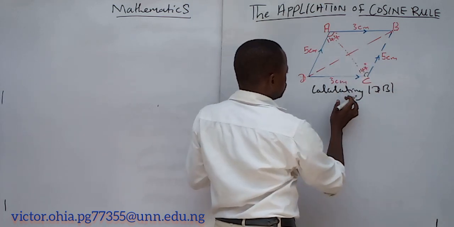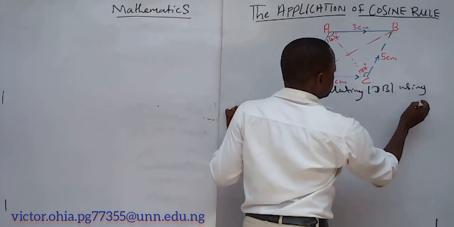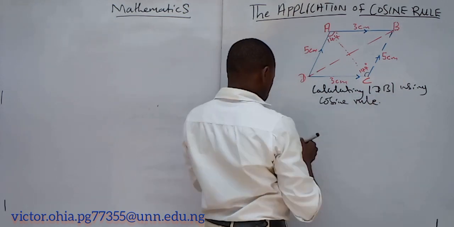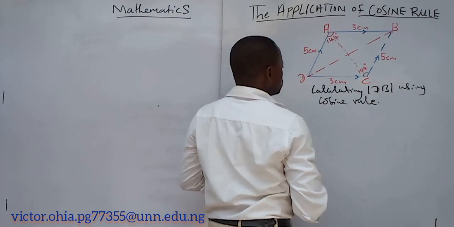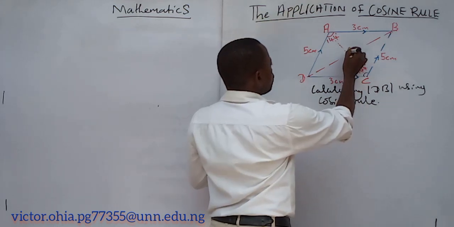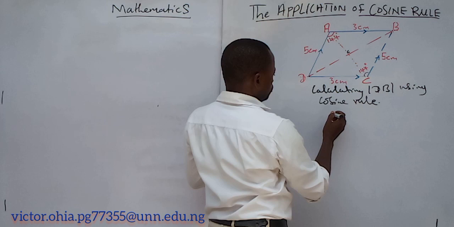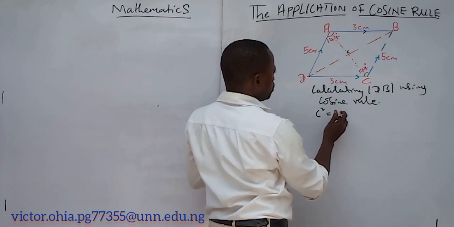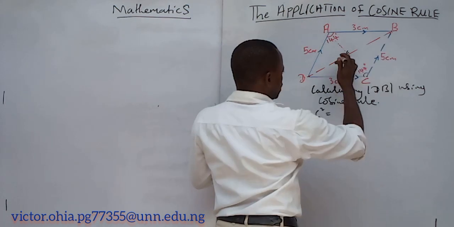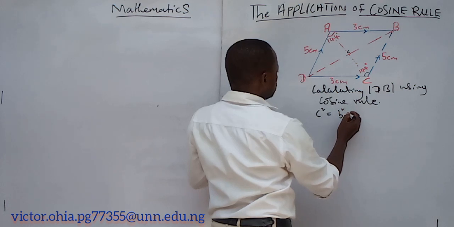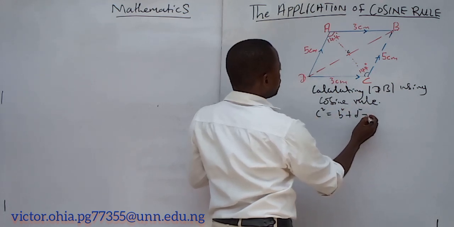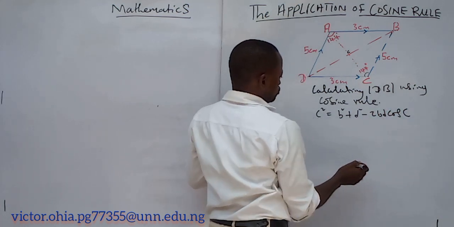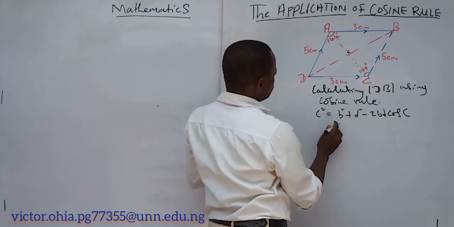So I am using this cosine rule, calculating DB. Okay, so this will be small c. I will state that cosine rule: small c squared will be equal to the letters that are here, b squared plus d squared minus 2bd cos capital C.